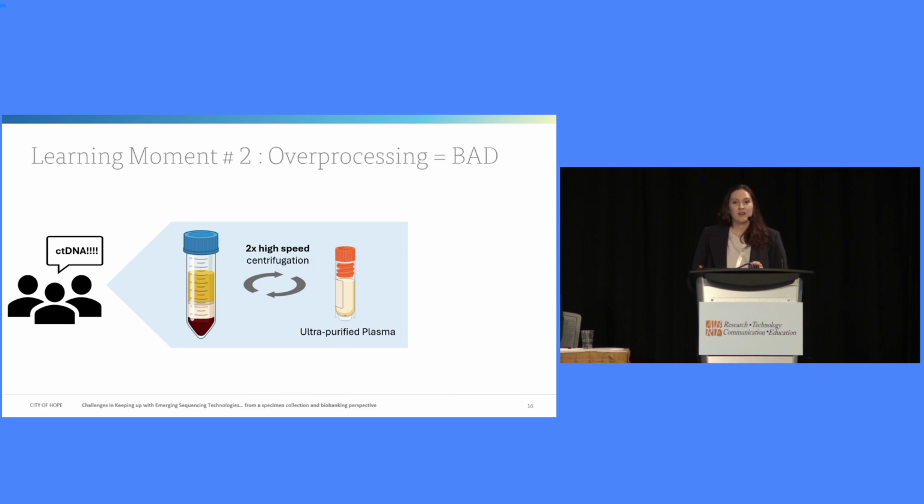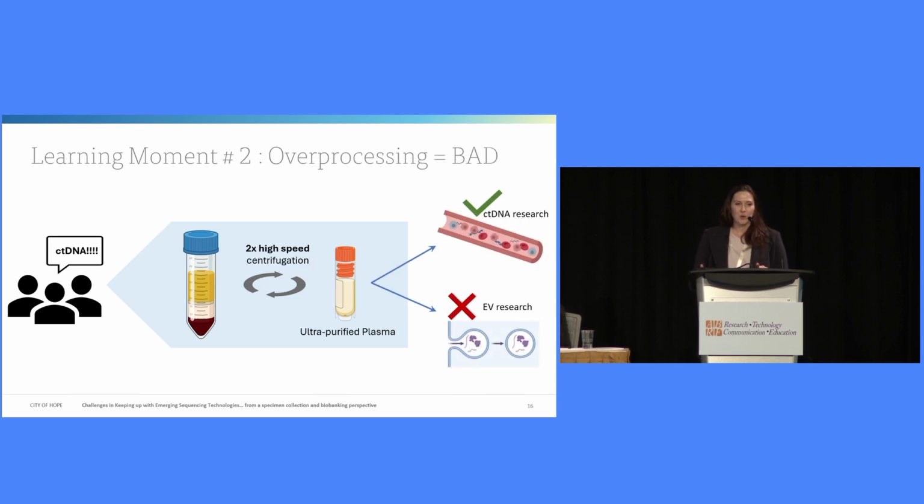So everything was great, and everyone was happy for a while. And then cue the explosion of EV research, extracellular vesicles, which are now the newest and coolest thing to study. And that was great, we thought. We have so many samples that we've already collected, we're ready to hand them off to investigators. But it turns out, of course, that EVs are much heavier than cell-free DNA. And the double high-speed spin that we had been using was causing our EVs to fall out of suspension.